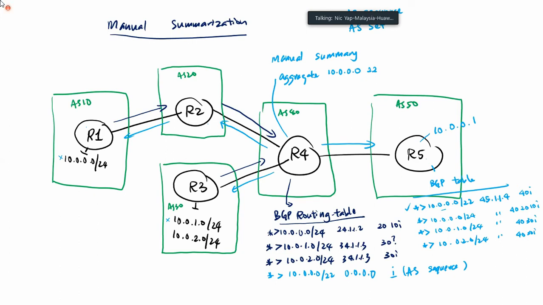So what's the difference between AS set and AS sequence? AS sequence just follows the sequence of who created this network, who created this route. For AS set, they do not need to follow sequence. Whichever they come from, I will just put into the AS set. So let's say on the manual summarization that I perform, aggregate 10.0.0.0/22, I put AS set.